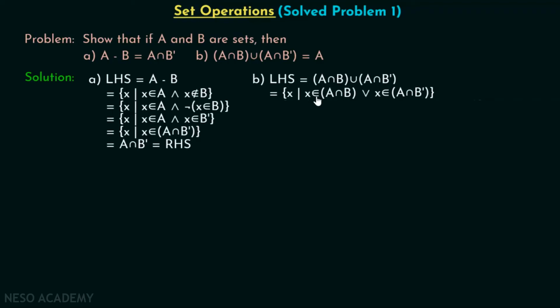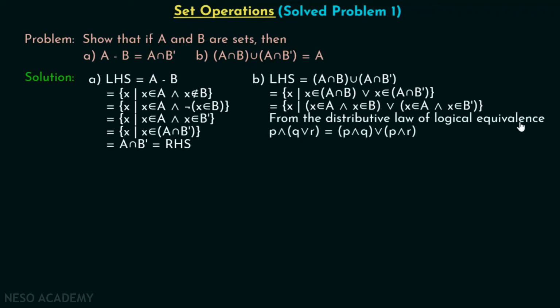Now obviously x belongs to A intersection B can be rewritten as x belongs to A and x belongs to B, and x belongs to A intersection B complement can be rewritten as x belongs to A and x belongs to B complement. Here we are talking about intersection, right? So AND must come in between these two, and obviously these two as well. From the distributive law of logical equivalence, we can say that P and Q or R is nothing but P and Q or P and R. This is true, right? This is from the distributive law of logical equivalence.